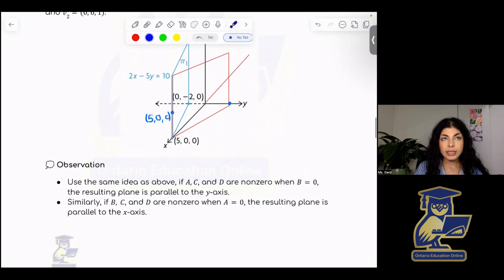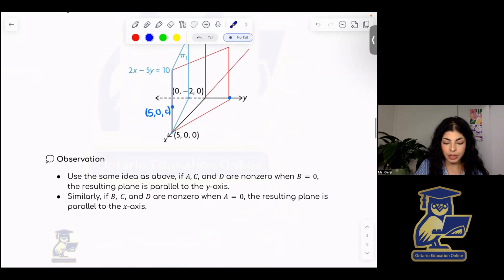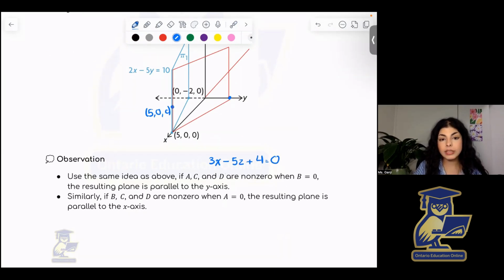So just an observation here. Using the same idea, if A, C, and D are non-zero, and no, I didn't show you for this. So this would be the case, for example, you have 3x minus 5z plus 4 is equal to 0. So you see there's no y value here. So then the resulting plane is parallel to the y-axis, and the value of y will not affect our plane.